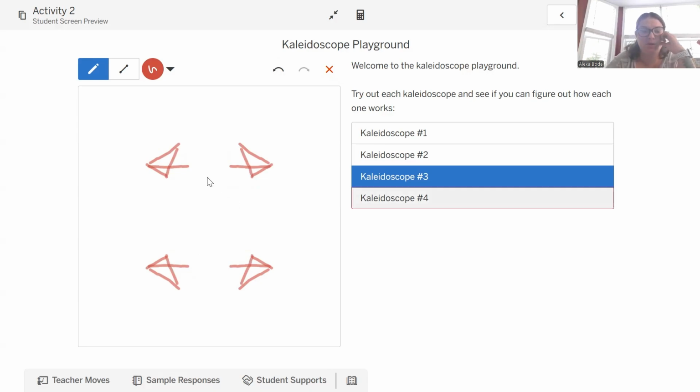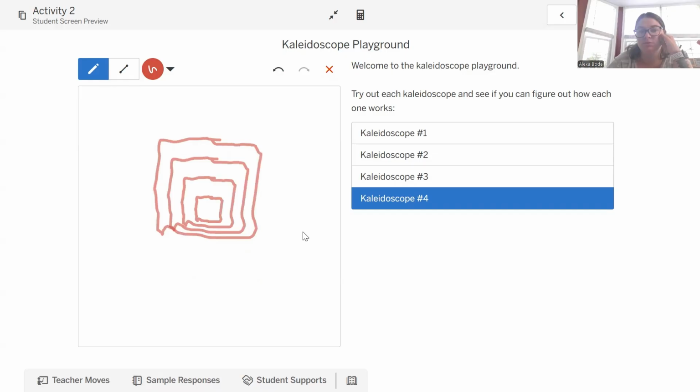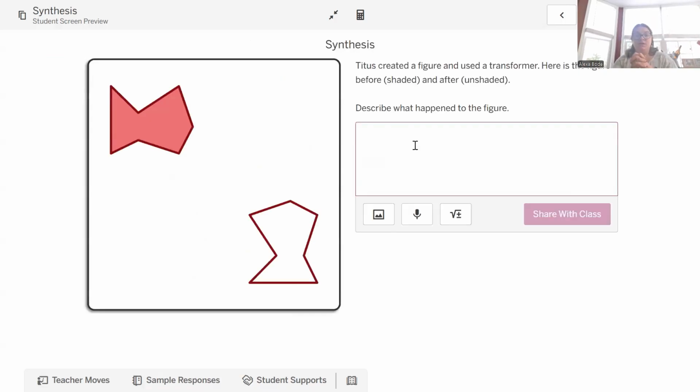And then this one, it's drawing my square in different sizes. So it's made my square smaller and larger. Okay, so those are some words that you can use for this description. So again, today is all about describing.